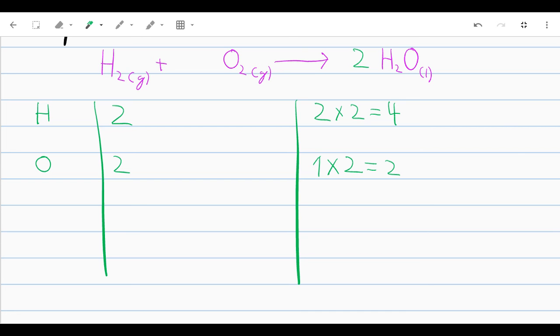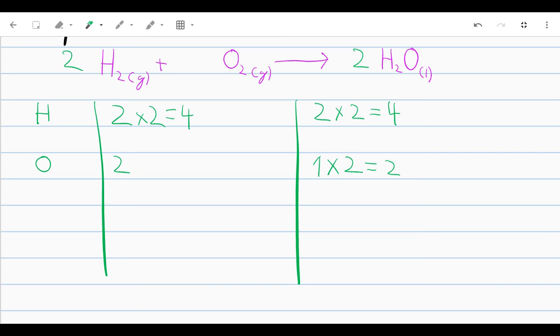2 times 2 is equal to 4, so I can also multiply hydrogen by 2 on the other side. And that will bring me up to 4 as well. Anything that I do on the bottom, I must do on the top too. Now I have my balanced chemical equation.